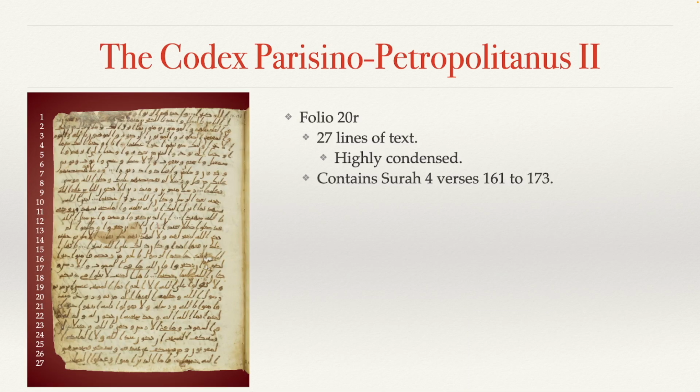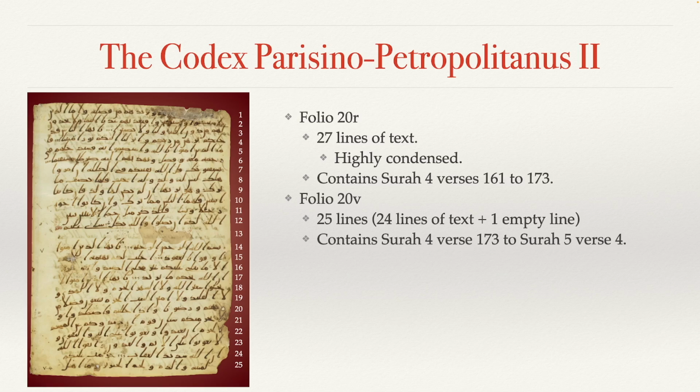This time, let us look at folio 20R of the Codex Parisino-Petropolitanus. R stands for recto, which denotes the front side of the folio. On this folio, we have 27 lines of text, which is a lot more crammed than almost any other page in this codex. The 8 preceding pages all have 23 lines, which is certainly an interesting change. Typically, we have between 21 and 24 lines per page. Pages with more lines are really the exception. Now, this folio 20R contains Surah 4 verses 161 to 173.